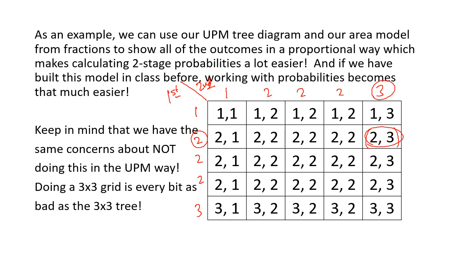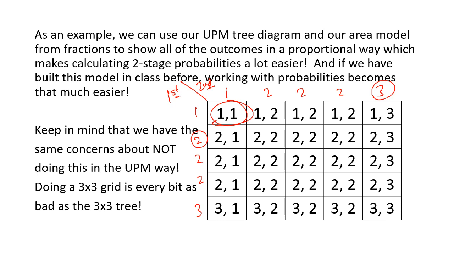Now, using this area model or grid model, we can see that there are 25 different outcomes, of which one satisfies the condition that I'm looking for, the 1, 1. And so this area model allows us to see the fraction multiplication. The solution that we get should be 1 over 25, keeping in mind all the same dangers and pitfalls using this model that we had with the tree diagram.